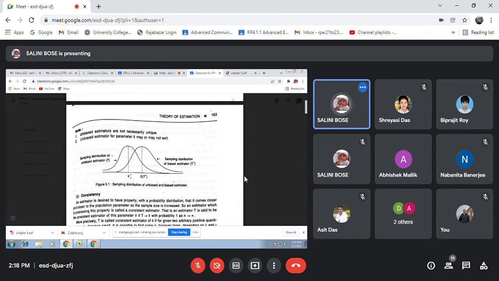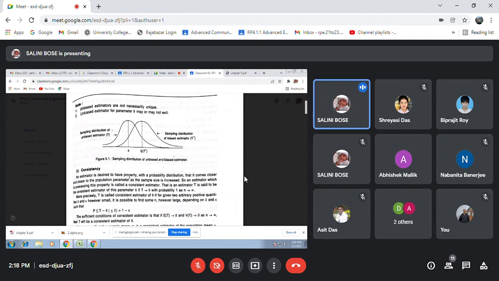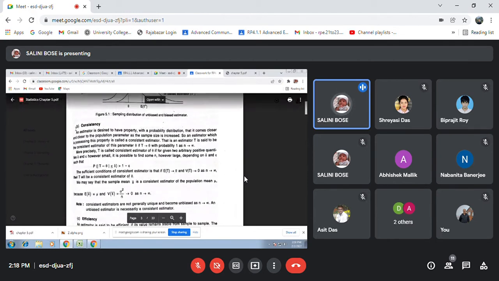This value of bias is containing this distribution. Now the second property is consistency.